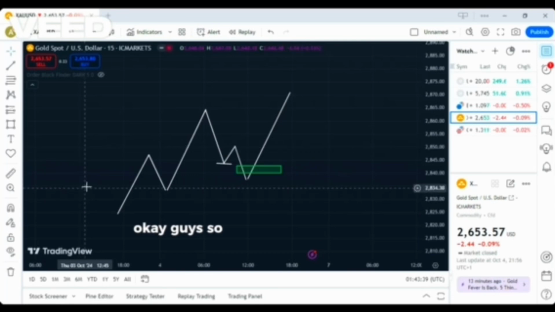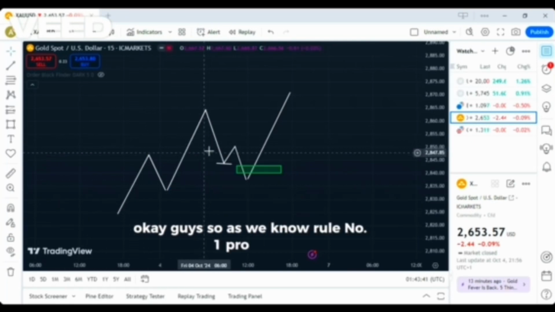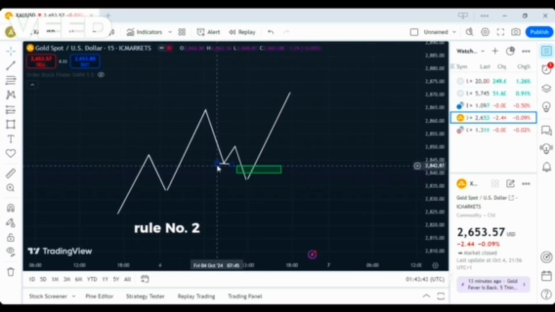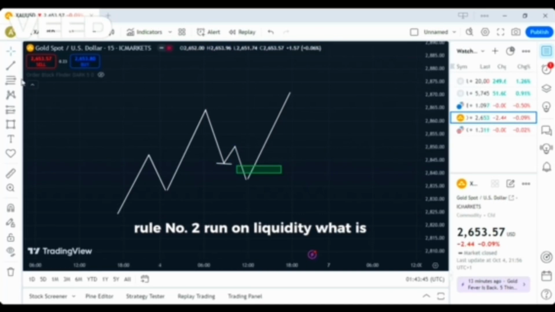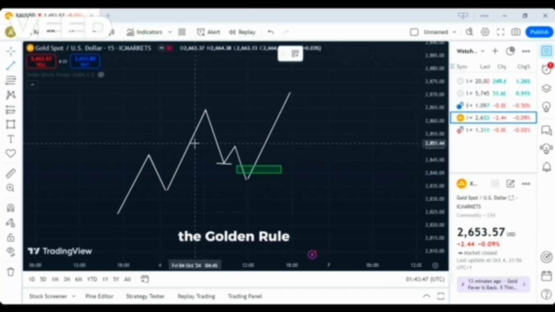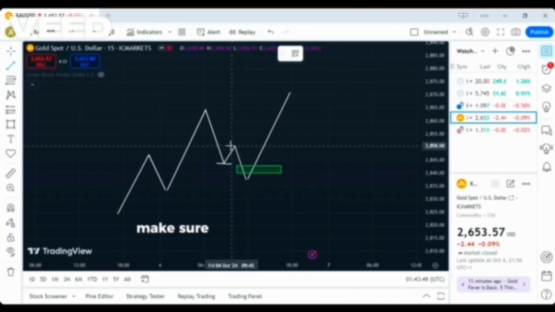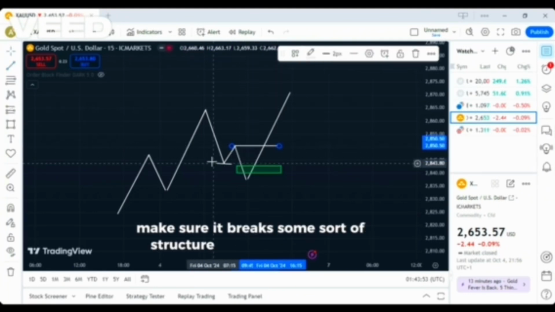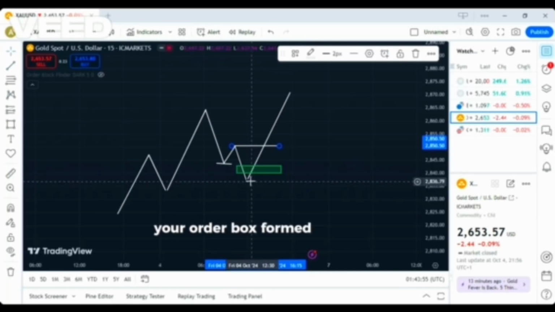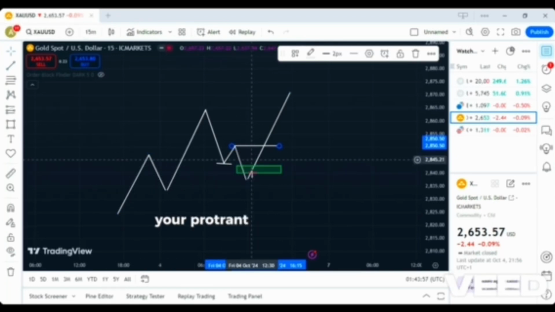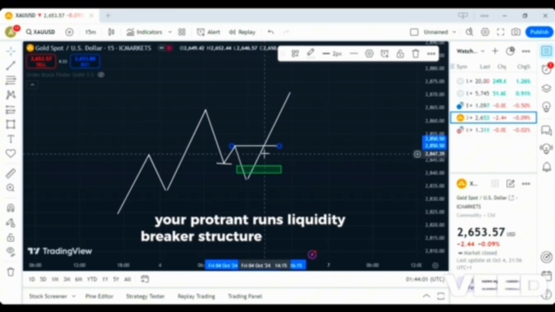Okay, guys. So as we know, rule number one, pro trend. Rule number two, run on liquidity. What is rule number three? The golden rule, boys. Make sure it breaks some sort of structure. As you can see here, your order block's formed, runs liquidity, you're pro trend, runs liquidity, breaks structure. You see it tap back in?